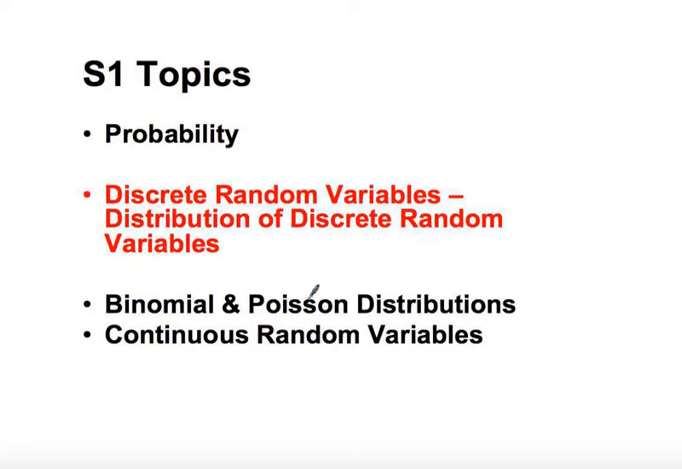So just a recap of where we are: we've now completed the probability module of S1, and what we're starting today is the discrete random variables module.